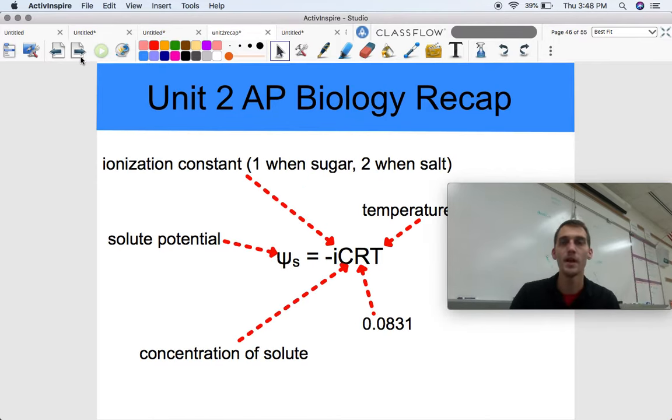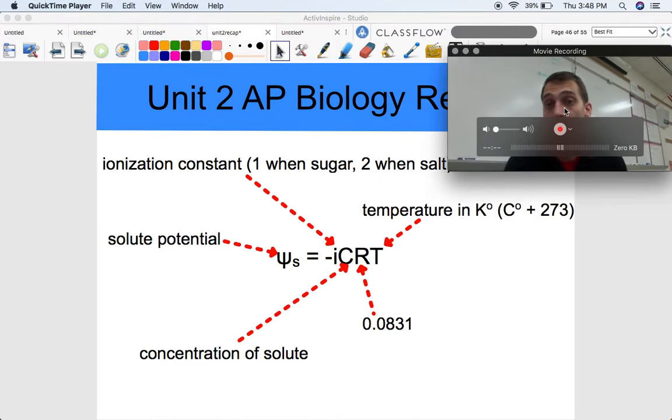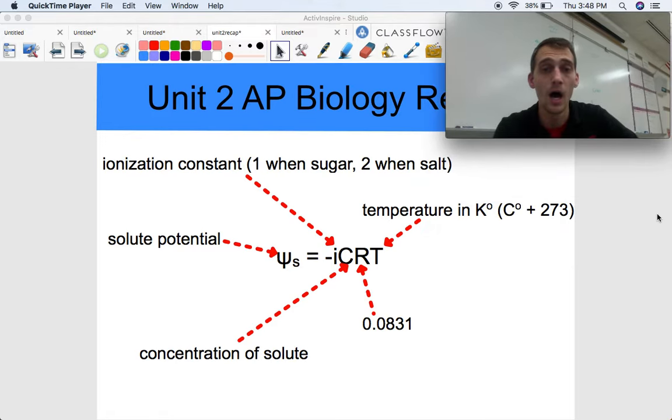Okay, and then the other formula that you're going to have to know, but you're going to be given it, but you have to know what it means and how to apply it, is psi s equals negative ICRT. Psi s is solute potential, the effect of which solute affects how water will go in and out. Negative is negative. I stands for the ionization constant, and the main thing you have to know is that I is 1 when the solute involved is sugar, 2 when the solute involved is salt. Salt dissolves into 2 ions, sugar dissolves into 1. That's where that comes from.